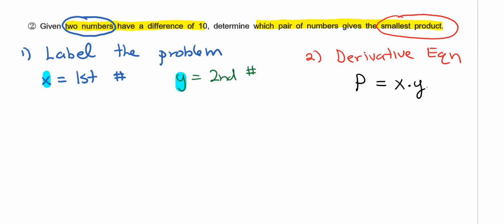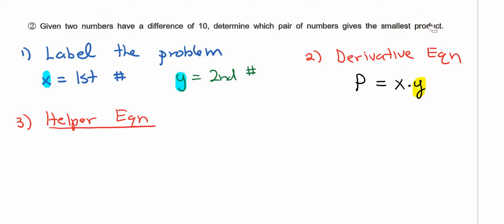Okay, so if I want to find the smallest product, that's like minimizing this question. I need to find the derivative here, but once again, there's two variables x and y. So let's try to figure out how to get rid of the y here. And in order to do that, I need to write up a third statement, which is the helper equation. Now for the helper equation, I need to look at the numbers that are given to me in this problem. And if you look at the problem very carefully here, there's only one number that's given to me, and that's 10. So two numbers have a difference of 10.